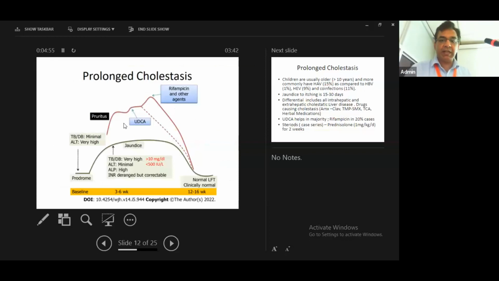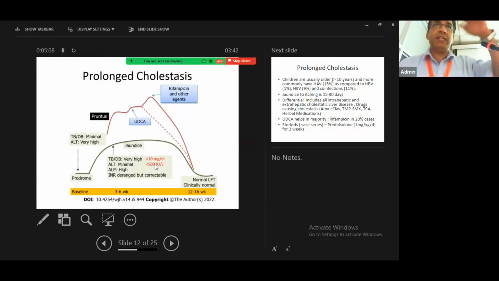If you see this graph, there is a prodrome. Initially, the bilirubin is minimal. The bilirubin starts to rise, but in prolonged cholestasis, the bilirubin tends to remain very high. Earlier we had seen the jaundice going down, but at 3 to 6 weeks, the bilirubin tends to remain high, more than 10. The enzymes come back toward normal.